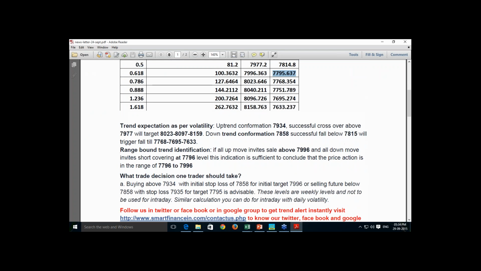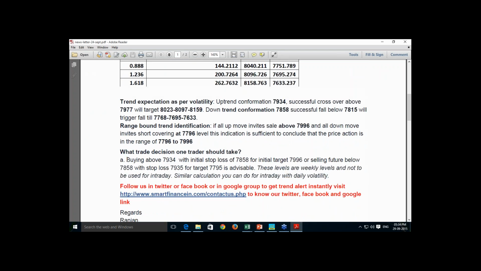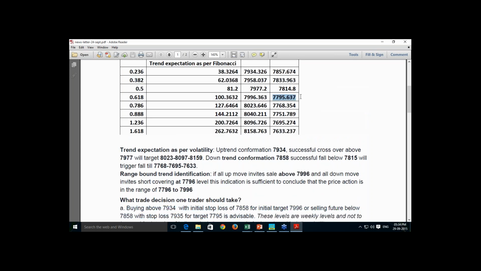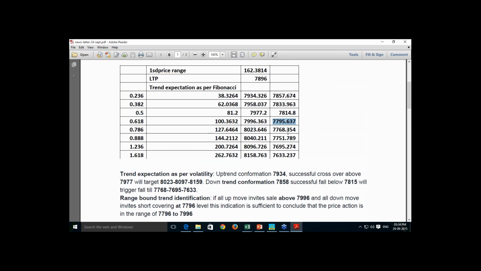Also, I have written here, if you have read this newsletter leisurely, what I have advised here: buying above 7,934, which is the uptrend confirmation point, keeping a stop loss of 7,858 for an initial target of 7,996, or selling at 7,858 with a stop loss of 7,935 for 7,795, which is coinciding with this one. I am not expecting a very optimum target of 7,633. That is what happened. Monday you opened, we never gave a breakout at 7,934.